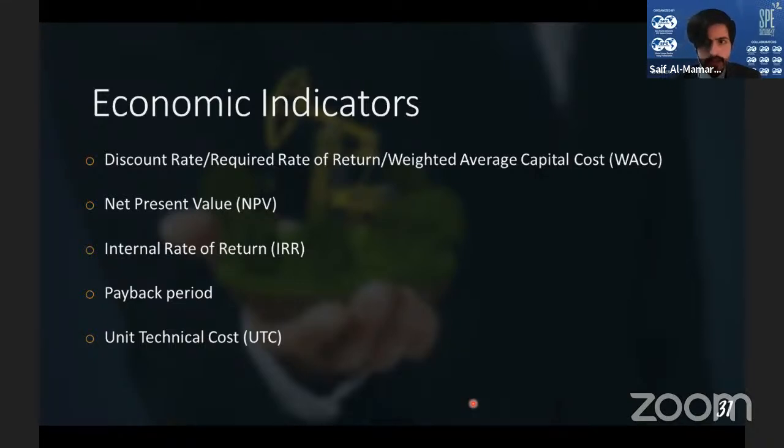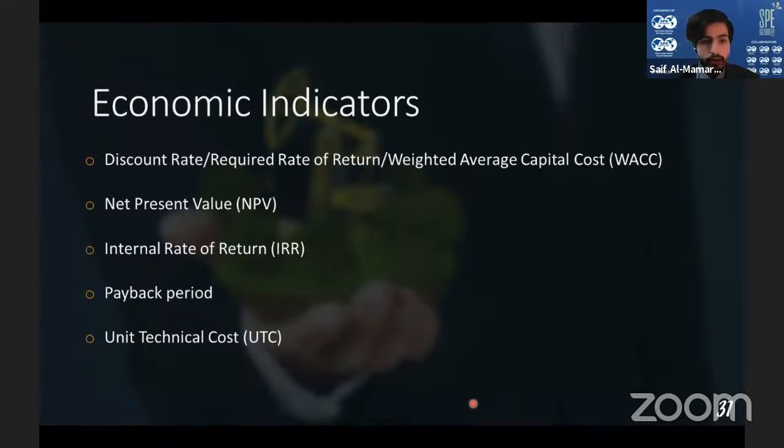Then the payback period is a very simple indicator, but a very useful one as well. It basically calculates, when you start operation, how long it takes for you to repay all your initial investments. So it's basically at which point do you break even? How fast or how long do you take to break even?